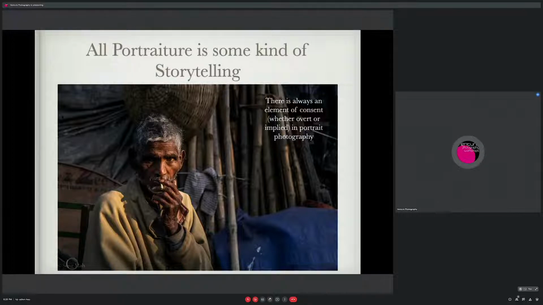So, for example, I want to tell a story about this man. I don't know him. I don't speak his language. I have a feeling that I know what he's doing in that context, but it may be completely incorrect. I don't have that kind of information with me. But the light is beautiful. He is incredibly attractive as a person who I wanted to photograph.